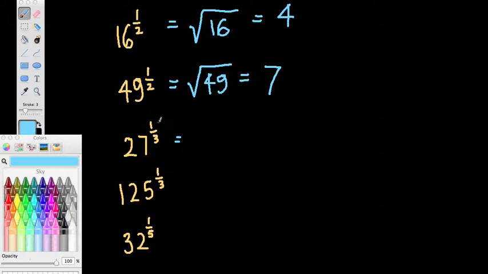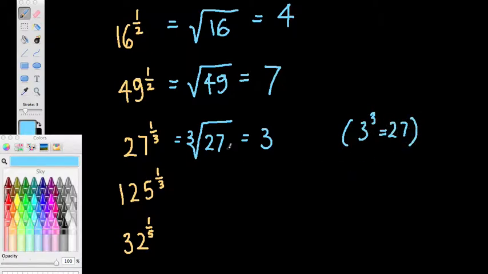This one's a little different. Notice here, it's not a half anymore, it's 1/3. So this means the cube root. So what number to the power of 3 will give me 27? We did this one before, didn't we? 3 to the power of 3, I'll just put that in brackets, is equal to 27. So the cube root of 27 is 3.